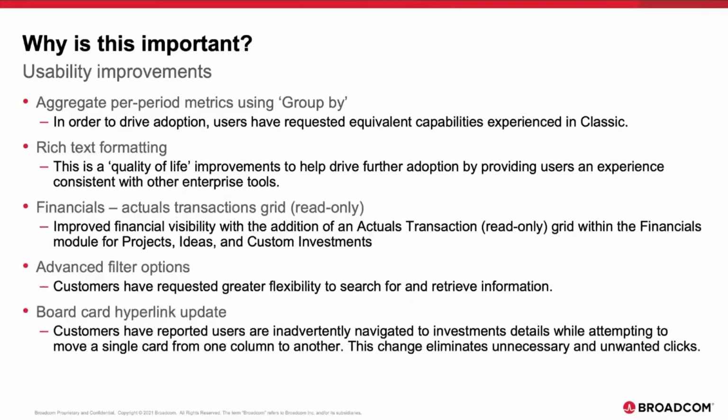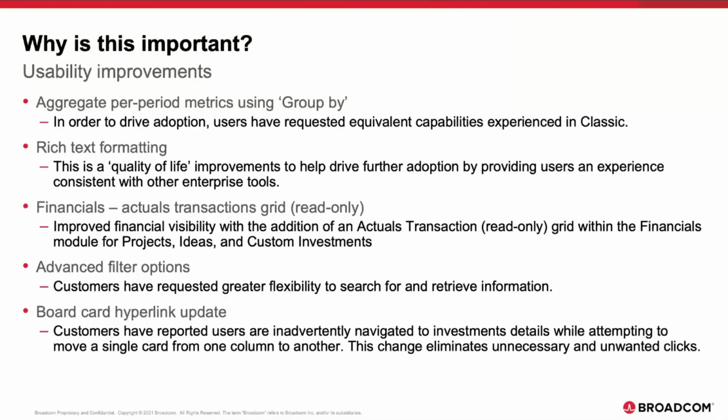So usability improvements, again, why is this important? The group by, the aggregation. As soon as we brought out the grids, the new common component grid, customers were asking for the ability to aggregate the contents on the screen almost immediately. So this release definitely is going to help drive adoption, delivering that group by capability. Rich text formatting, again, is a quality of life improvement to help drive adoption and provide users with tools that are consistent with other enterprise applications.